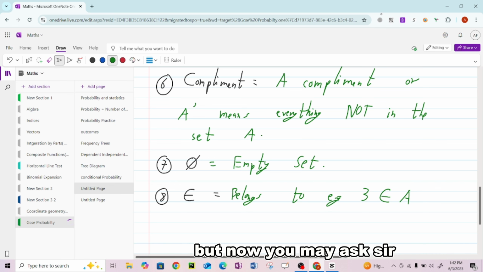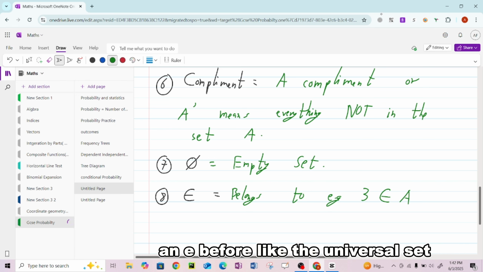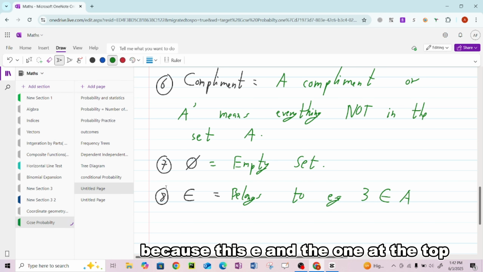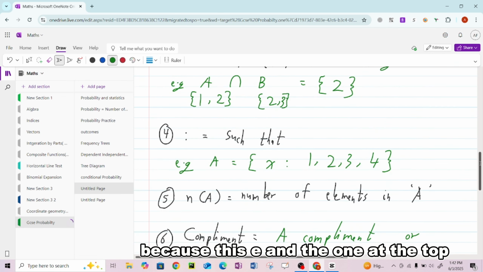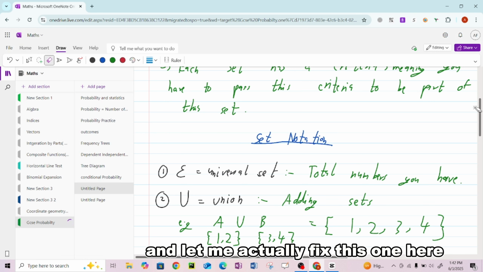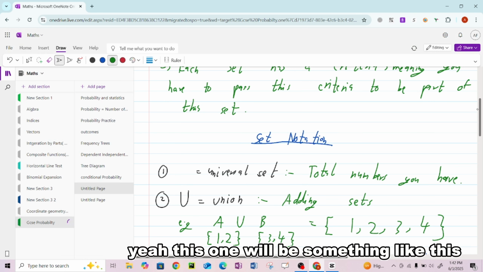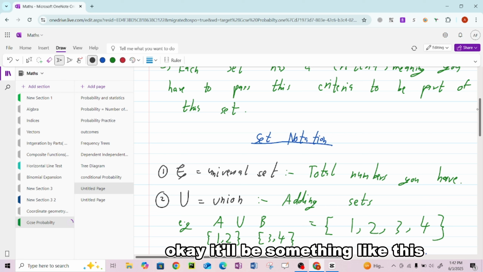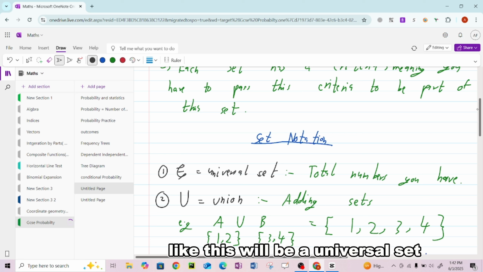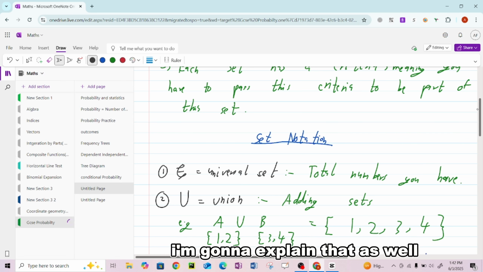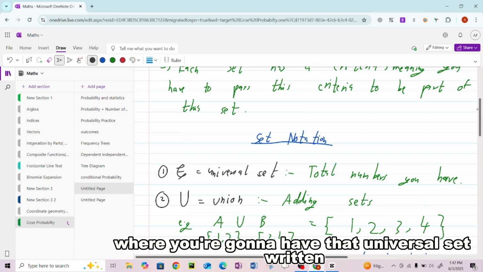But now you may ask, sir, you also wrote an E before, like the universal set. What's the difference? I'm going to tell you, because this E and the one at the top look very much alike. Let me actually fix this one here. This one will be something like this. This will be the universal set, and you're going to have it written on the top of, you could say, every Venn diagram. I'm going to explain that as well, where you're going to have that universal set written.